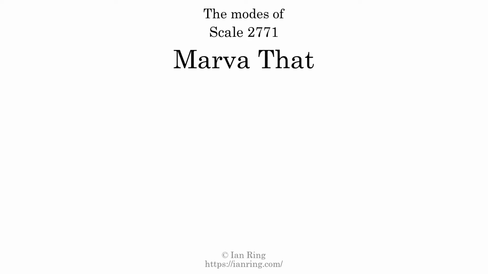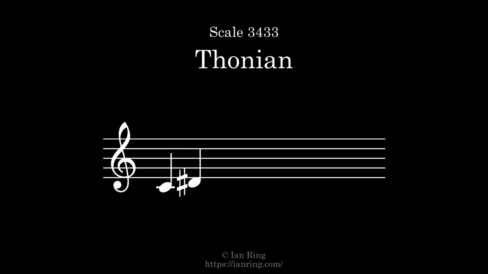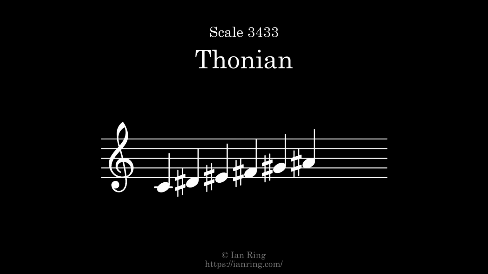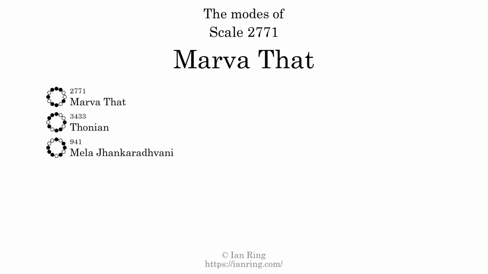This scale has 7 modes. The first mode is itself. The second mode is scale 3433, also known as Thonian. It sounds like this. The third mode is scale 941, also known as Milajenko-Rabini. It sounds like this.